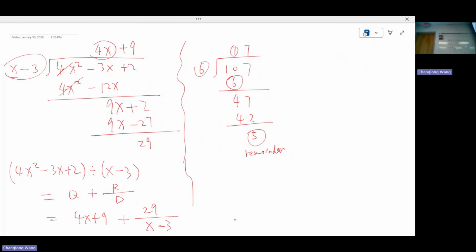Say it again, which part? The 9x is 1 to, is that right? Well, the negative 3 times the 9, right? Oh, I see what you're saying.